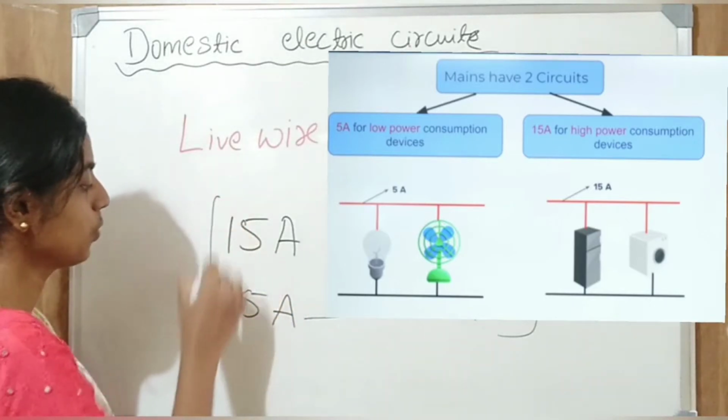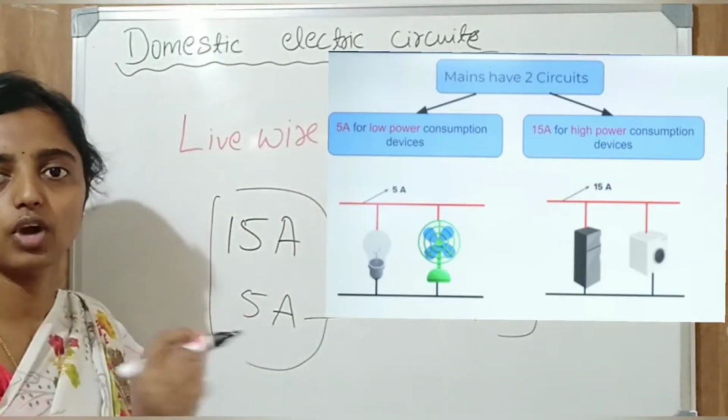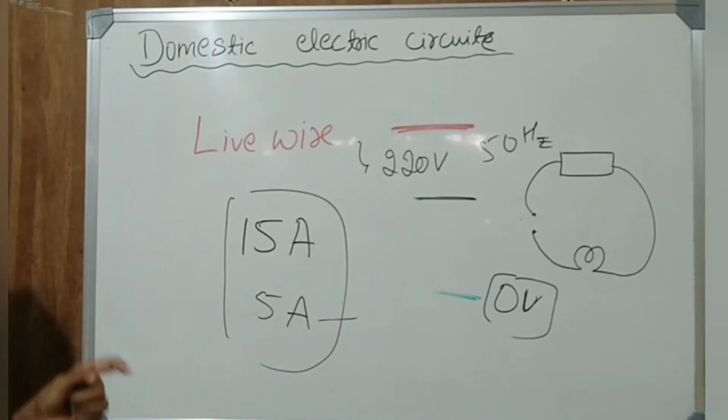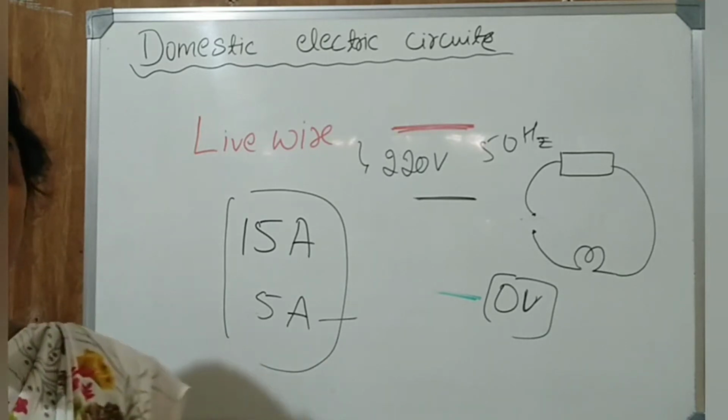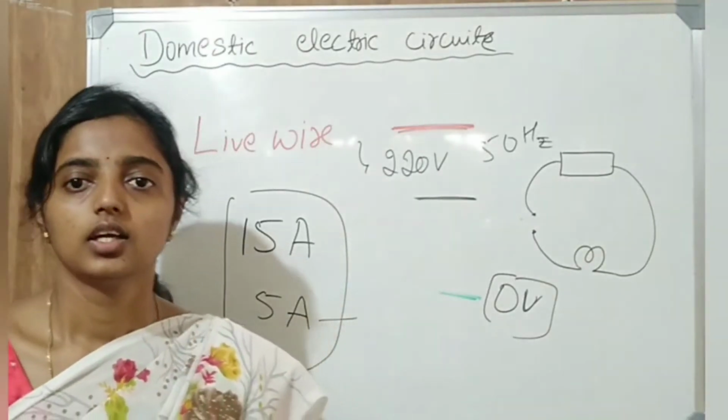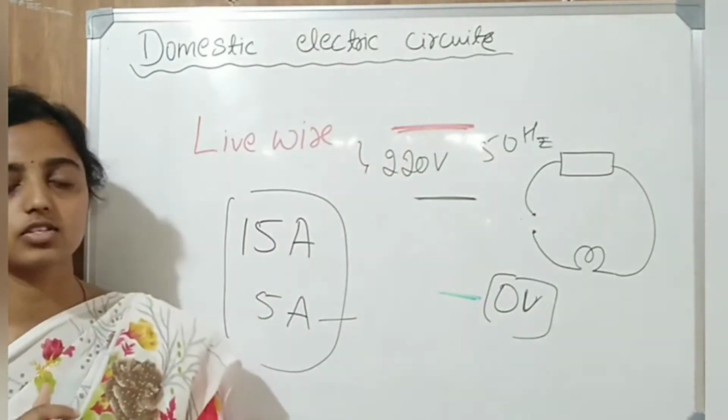Okay, and this one I did not mention in the notes, so make sure to add this point here and understand the concept of how we use the 15 ampere and 5 ampere circuits. Now let us understand this domestic electric circuit diagram.